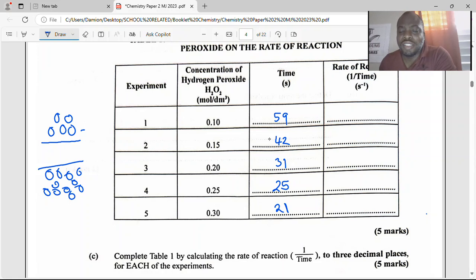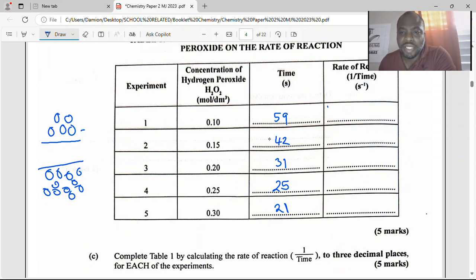Now, for this column, it's rate of reaction, 1 over t, yeah? And so 1 over time. So 1 divided by the time.